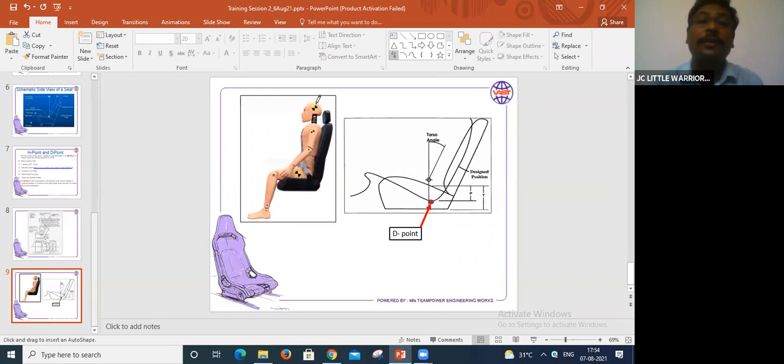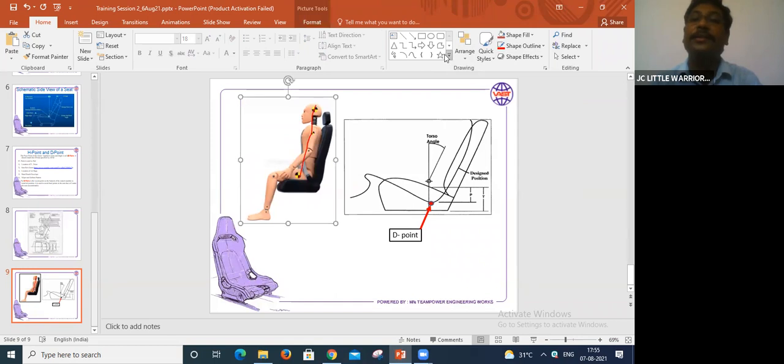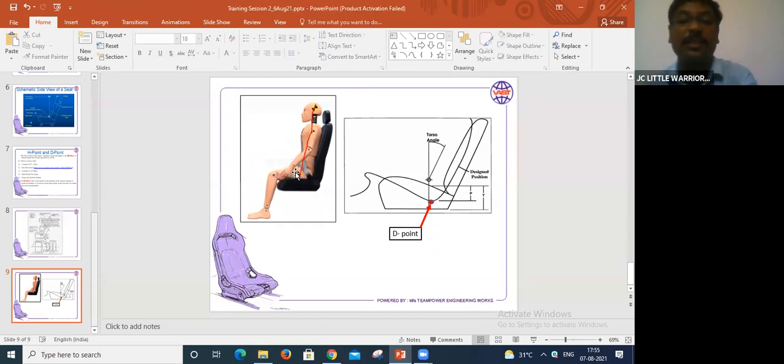So if we take a line like this, this is one line, and this is another line which will represent the thigh line, again a line which represents the thigh, something like this. So this point is nothing but this point. Here the angle is more, and here it is not that much. This is maybe 10 degrees or less than that. That's why he's sitting vertical, but when you see here the angle is more. So this angle is the torso angle.